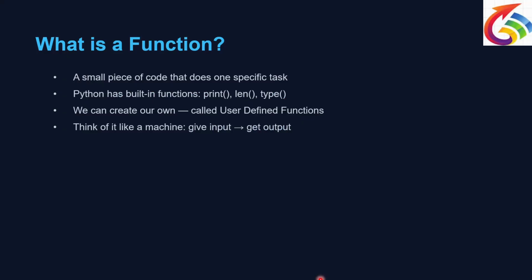Alright, let's start. So before we start writing code, let me explain this in simple words. What is a function? A function is just a small piece of code that does one task. Python already has functions like print, len, type, and many more. But sometimes we have to create our own functions, and these are called user-defined functions because we create them. Think of a function like a machine. You give something to the machine, it works on it, and then gives you back the result. Simple, right? Let's start writing our own functions.